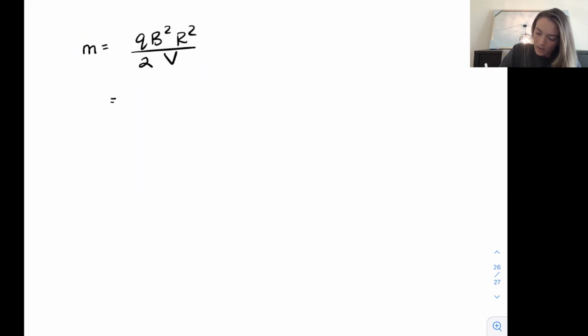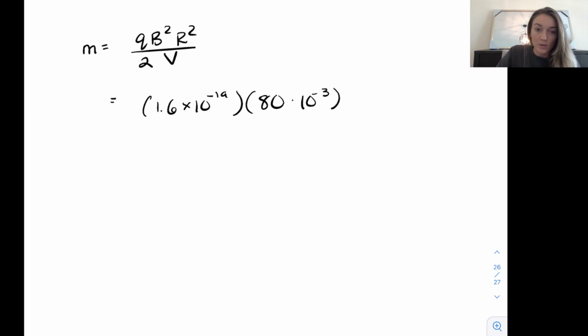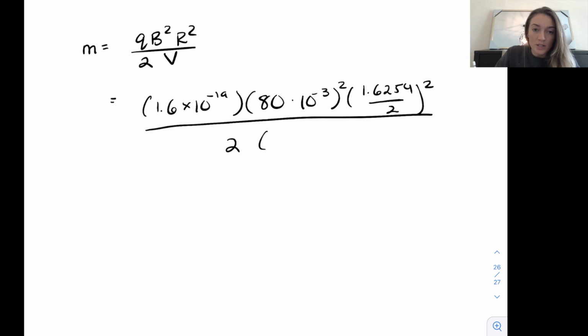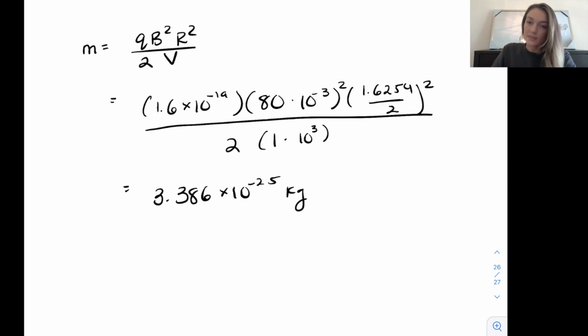Okay, so for the mass of our particle, Q was 1.6 times 10 to the negative 19. The magnetic field was 80 millitesla, so that was 80 times 10 to the negative 3. The radius, we said, was 1.6254 divided by 2. The magnetic field and the radius are both squared. And then 2 times the voltage, which was 1 kilovolt, so that's 10 to the 3. You plug all this into your calculator, and this number comes out to 3.386 times 10 to the negative 25 kilograms. So it's significantly heavier than a proton, so it's some ion with obviously multiple protons and neutrons in there.